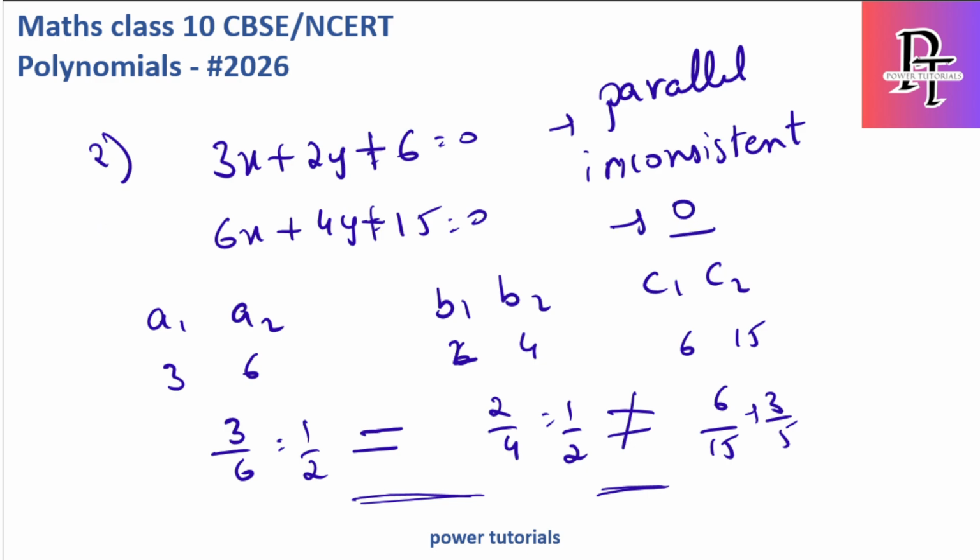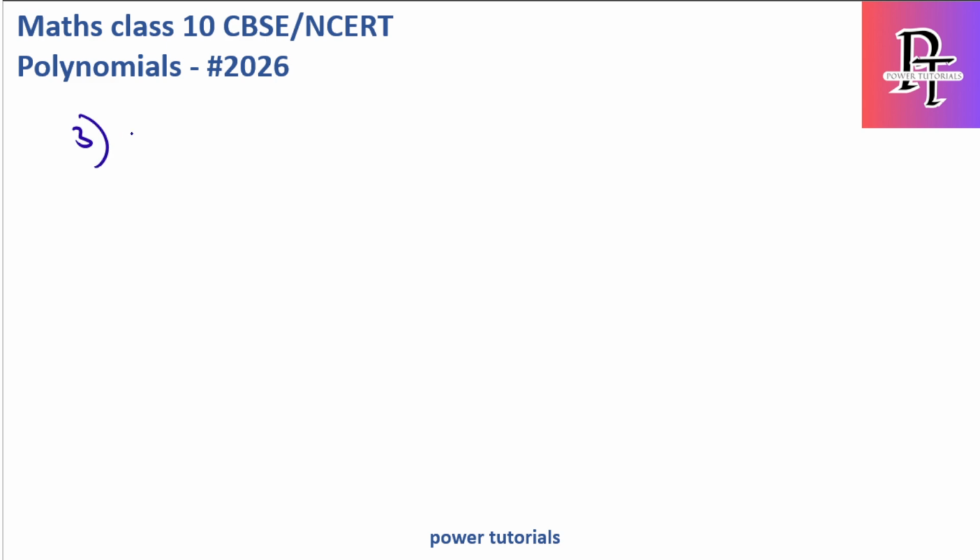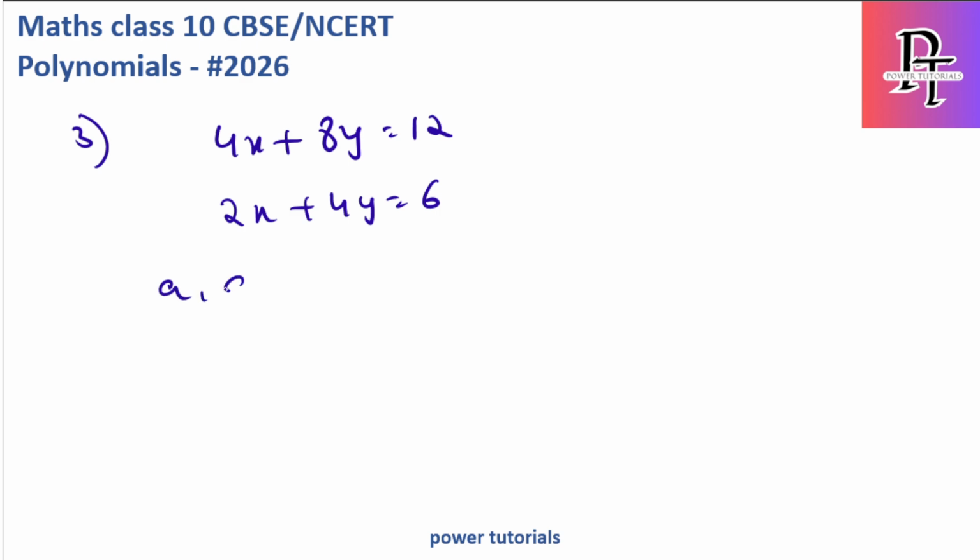Okay, let's see the third case of dependent, how it can be the scenario. So this dependent scenario will be something like this: 4x plus 8y is equal to 12, and 2x plus 4y is equal to 6. So let's write a1 a2, b1 b2 and c1 c2. What is a1 a2 now? 4 2, b1 b2 8 4, c1 c2 12 6.